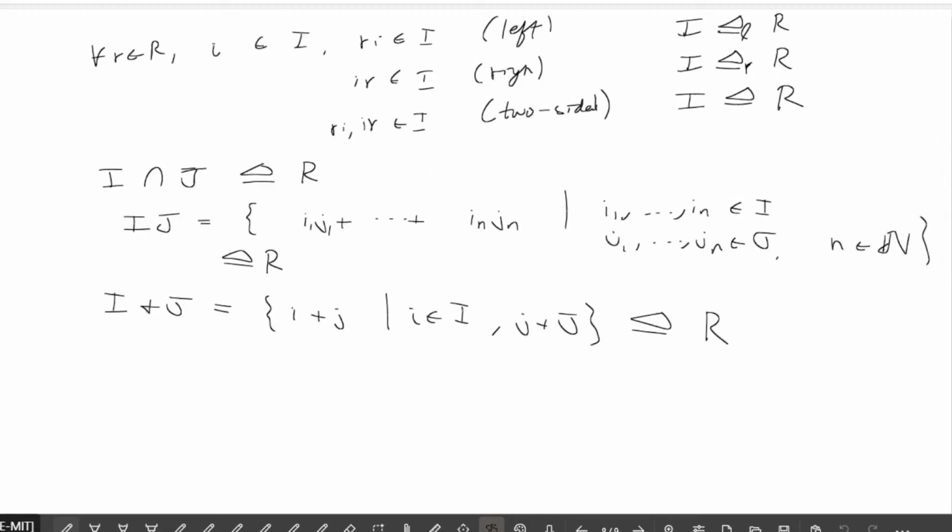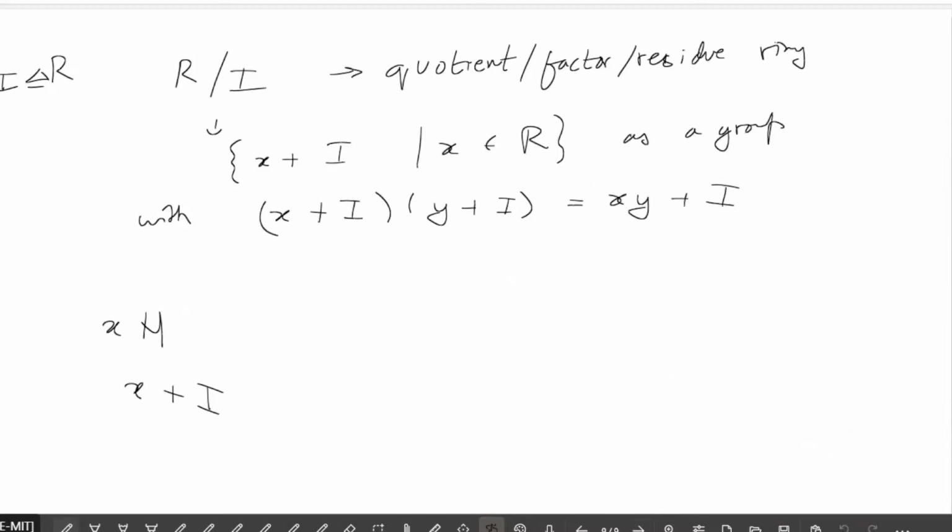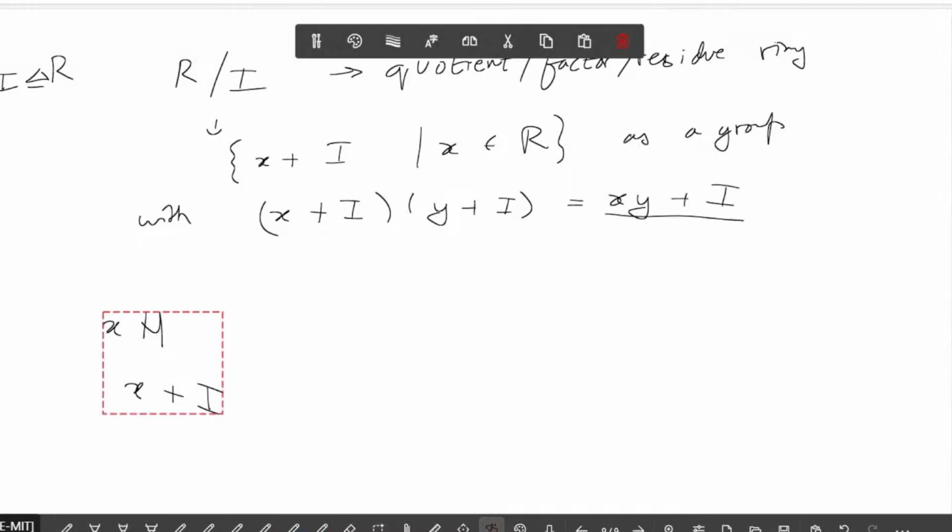See, for an ideal, first it should be a subgroup. And because R plus is commutative, you don't need to additionally say it's a normal subgroup. It's automatically normal, since that's an abelian group. So since it's a normal subgroup, you can definitely quotient by it. You don't need anything extra. But now we want to define multiplication. For this operation to be well defined, you need another condition, the two-sided ideal condition. Okay. So this is called the ring of residues or quotient ring.